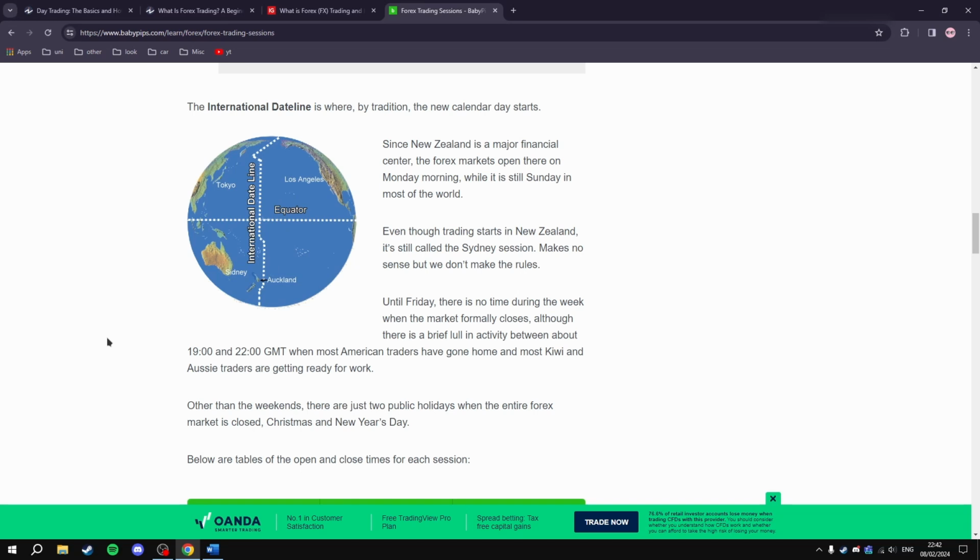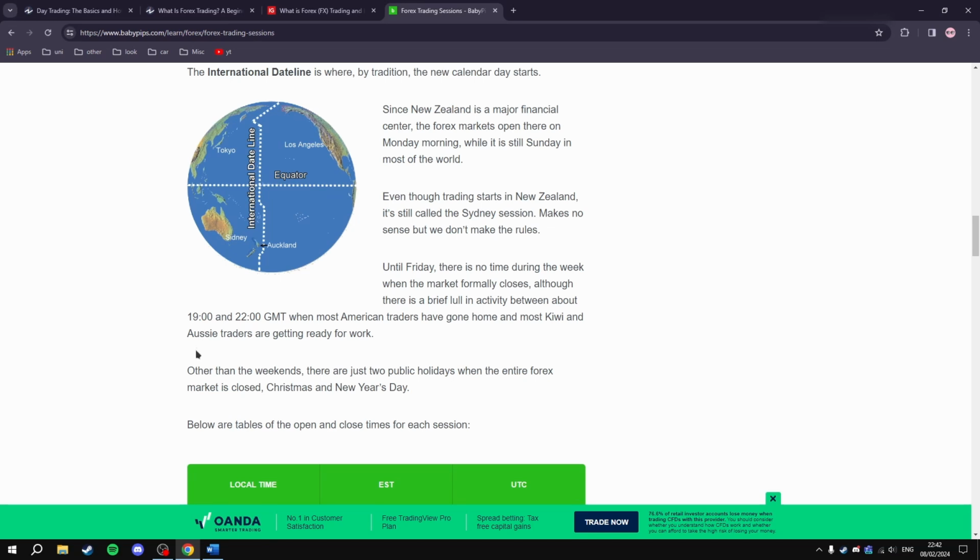Until Friday, there is no time during the week when the market formally closes, although there is a brief lull in activity between about 1900 and 2200 GMT, where most American traders have gone home and most Kiwi and Aussie traders are getting ready for work. Other than the weekends, there are just two public holidays when the entire Forex market is closed: Christmas and New Year's Day.